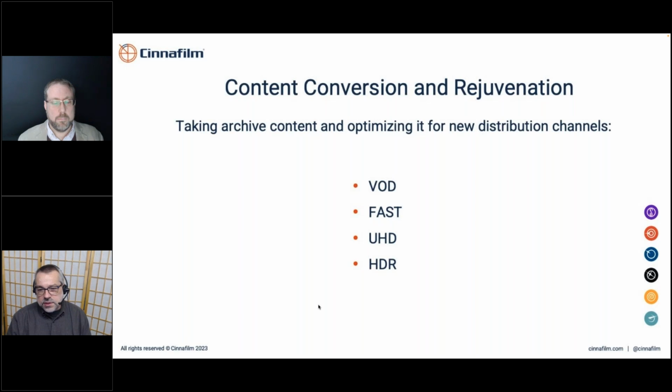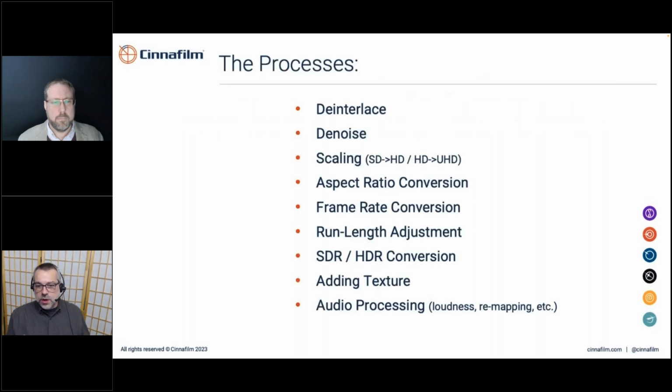And in more detail, the kind of processes we're talking about here are deinterlacing content. Obviously, any OTT content delivery these days will need to be progressive. If you have older content that has noise or egregious film grain that you need to get rid of, we will help remove that. Obviously, we have very high quality scaling algorithms, SD to HD conversion, HD to UHD conversion. If you're going from SD to HD, you'll obviously need to change aspect ratio.